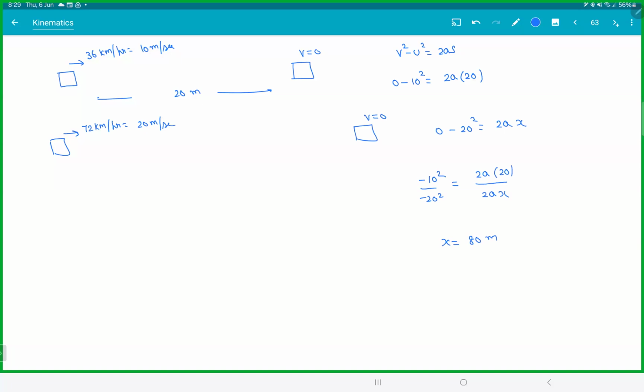This is the mistake drivers make. They think, since my speed is doubled, I need double the stopping distance. In reality, it became 4 times. So we can have a general formula for this. And this is what happens: you apply brakes at 40 meters and you'll overshoot the signal.